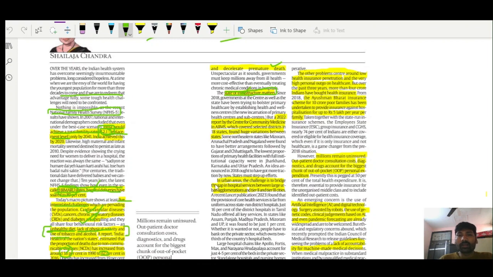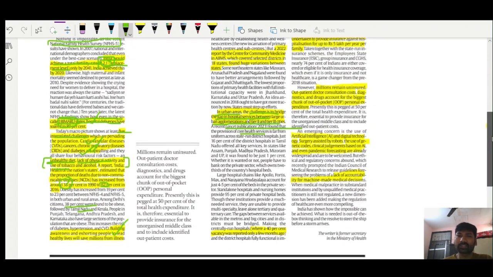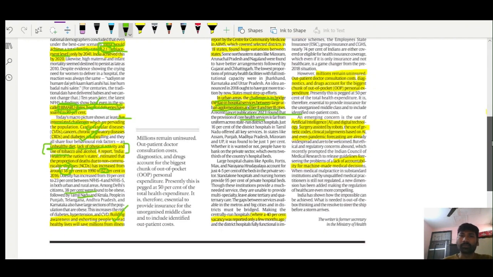Right. But the problem is, in urban areas, the challenge is to bridge the gap in hospital services between large urban agglomerations and Tier 2 and Tier 3 cities. There's a huge difference between the healthcare services provided by the private sector or the public sector between large urban agglomerates like metropolitan cities and Tier 1, Tier 2 cities. And a recent Lancet publication of 2023 found that the provision of core services is far from uniform across state-run district hospitals. Different states have a different kind of healthcare architecture and infrastructure. So it is far from a uniform provision, right?